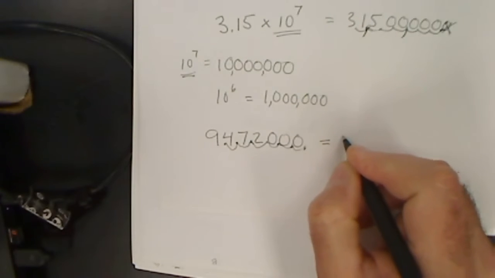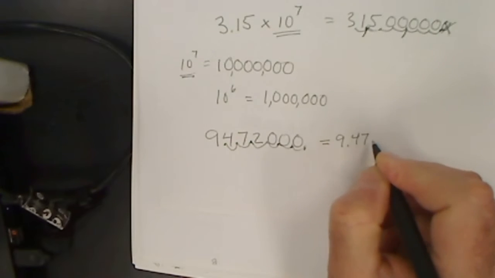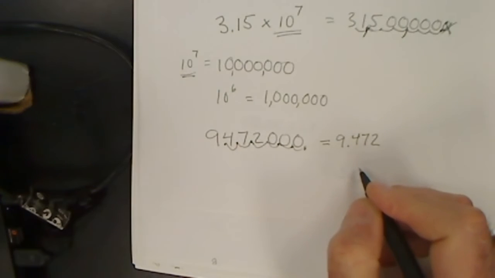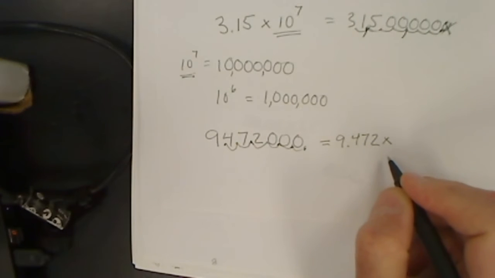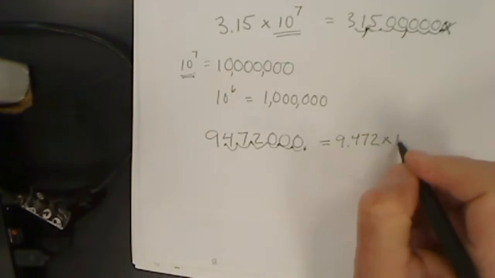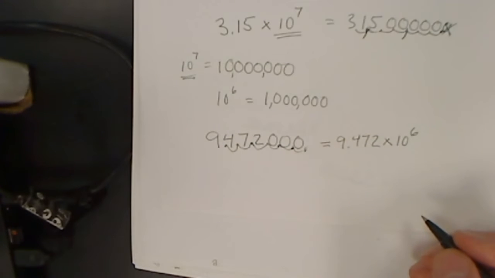So what do we do? 9.472. And how many places did we have to move it? 1, 2, 3, 4, 5, 6. So what do I write? Times 10 to the? 10 to the 6. Very good. That's how you do it.